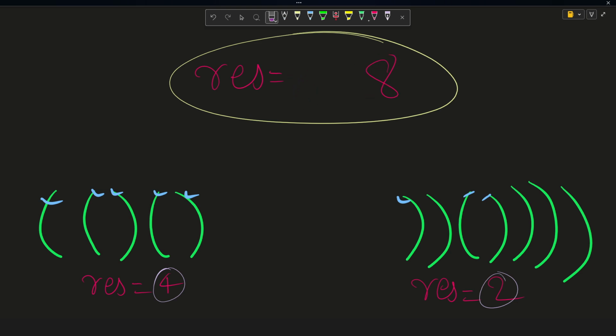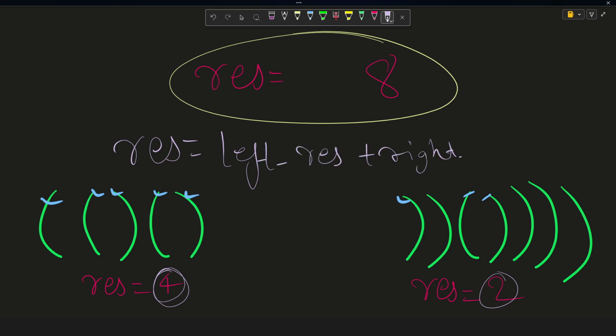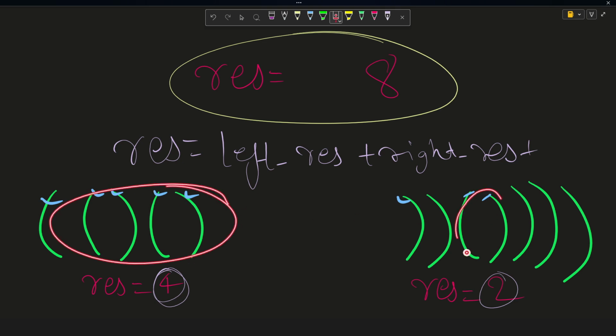So this 8 is our correct answer. I hope you got how we got 8 here. One thing you may have noticed is what we did in order to combine this result. Mathematically, this result was nothing but the left result plus the right result, that is the right child's result. These two will remain a part of our answer. That will not change, right?